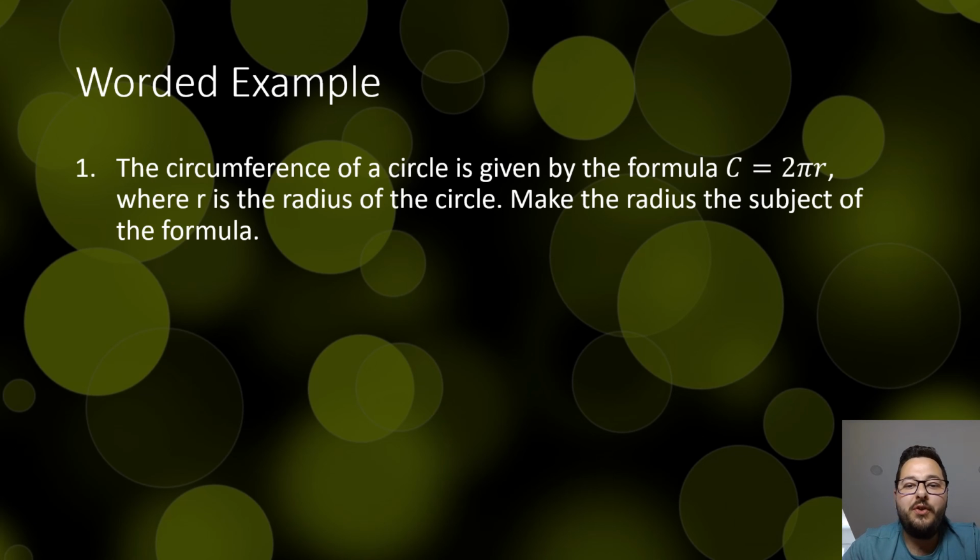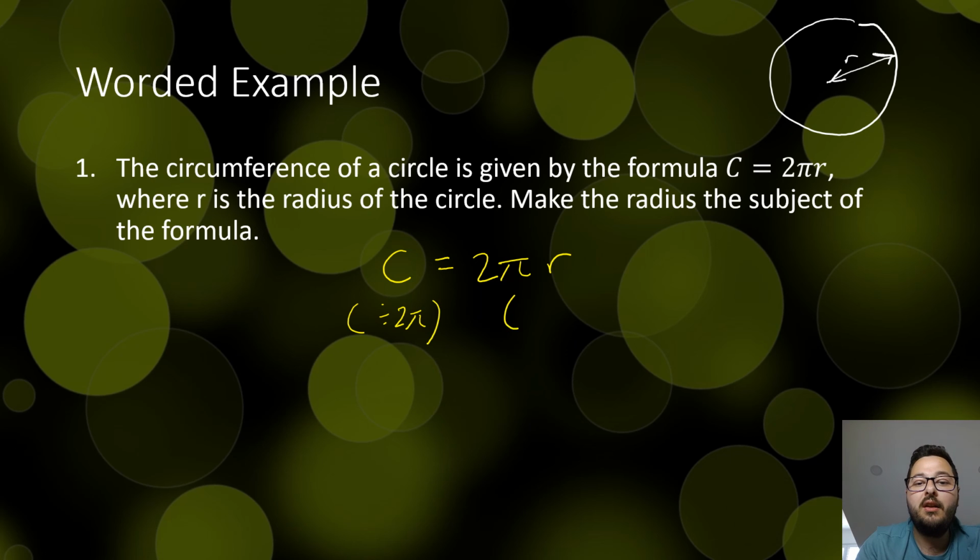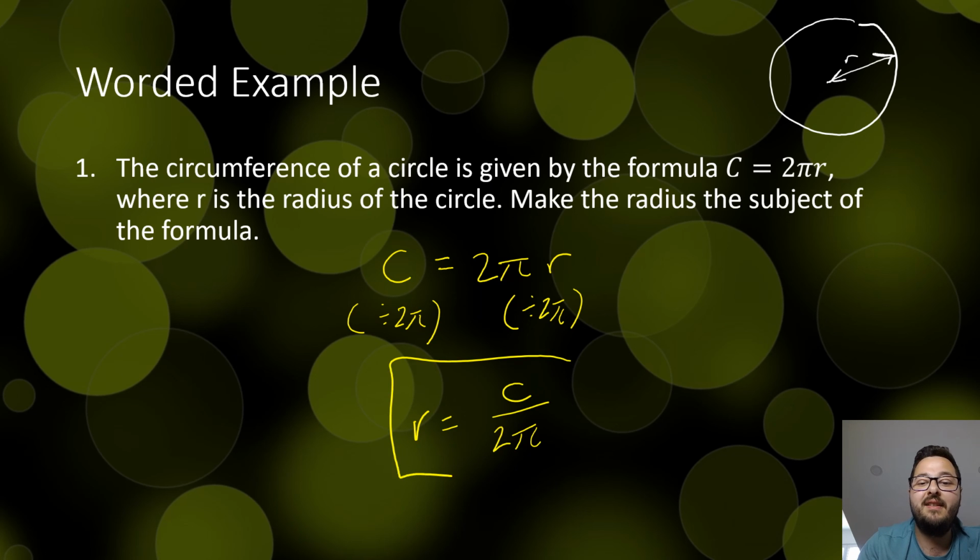Okay, let's finish off with a worded example. The circumference of a circle is given by the formula c equals 2 pi r. If we've got a circle, this is the centre, this is the radius, and the radius is r. So the circumference is 2 pi times r. Now we want to make the radius the subject of the formula. So we've got c equals 2 pi r. We want r on its own, so let's just divide both sides by 2 pi. And so you're going to get that r is c divided by 2 pi, and that's it.